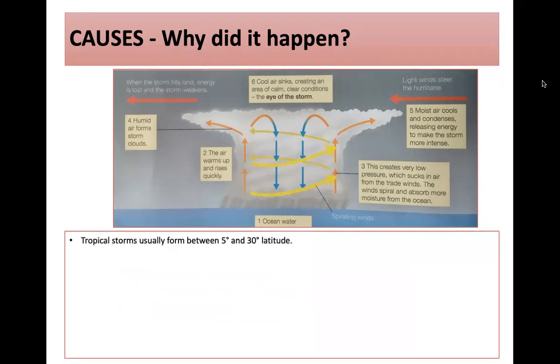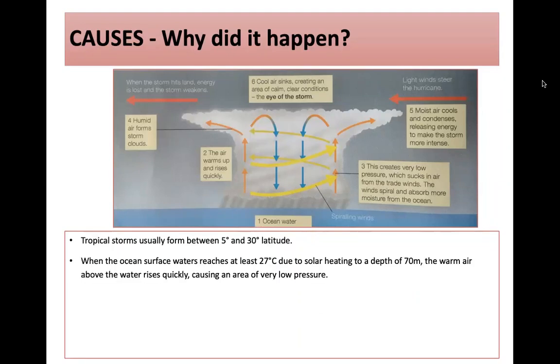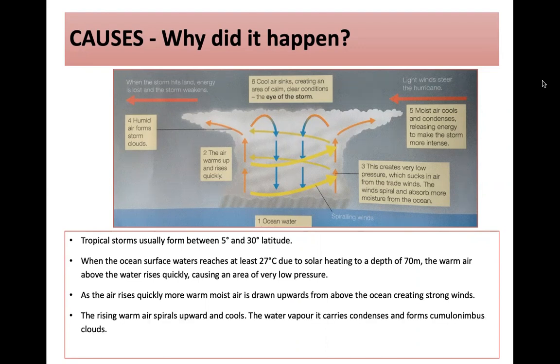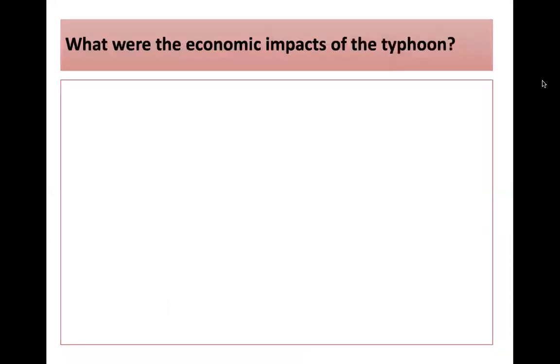Tropical storms usually form between 5 and 30 degrees latitude. They form when the ocean surface temperature reaches at least 27 degrees due to solar heating to a depth of about 70 meters. The warm air above the water quickly rises, causing an area of very low pressure. As the air rises quickly, more warm, moist air is drawn upwards from above the ocean, creating strong winds. The rising warm air spirals upwards and cools. The water vapor it carries condenses and forms these huge cumulonimbus clouds. These cumulonimbus clouds form the eye wall of the storm.